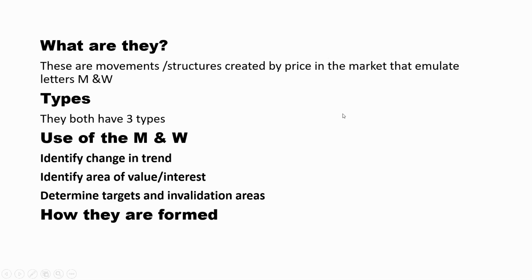The next thing I would like us to talk about is how these M's are formed. And this is where I'm going to be talking about the area of interest, or the area of value, and how they give us targets and areas of invalidation. Now, I just briefly spoke about this. In an uptrend, that's why we said we form an M in an uptrend, and we said in a downtrend is when we form a W. Are we together?